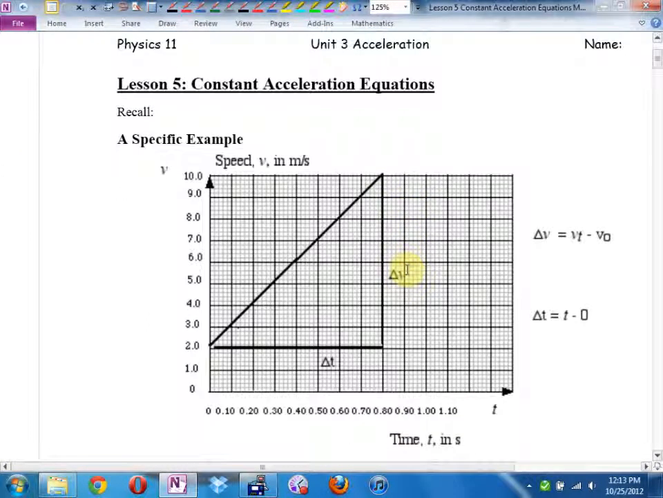Lesson 5, the constant acceleration equations. After today, you will have the 4 main equations that we're going to be using for the bulk of the rest of the year, and honestly, for the first third of Physics 12. You don't have to memorize these equations. You'll memorize 2 of them because you're naturally lazy, and you get tired of looking them up.